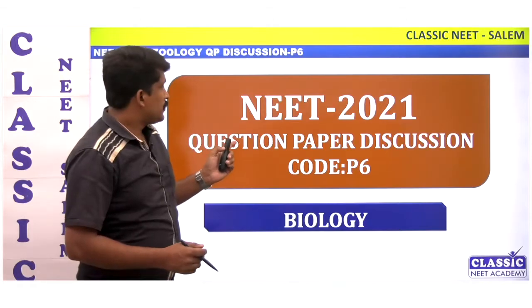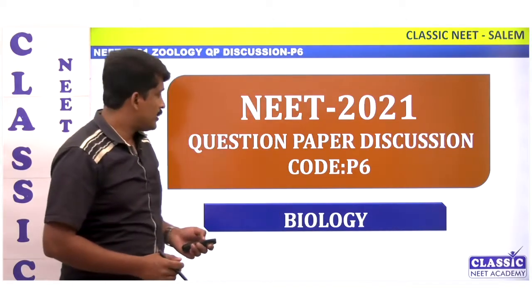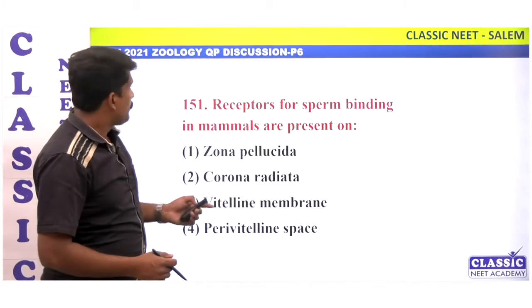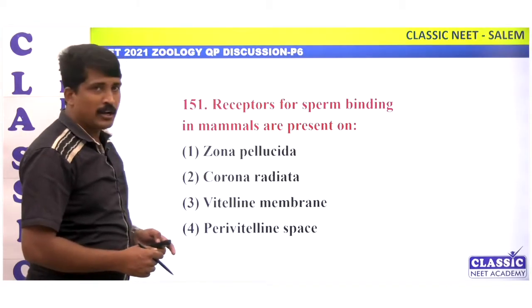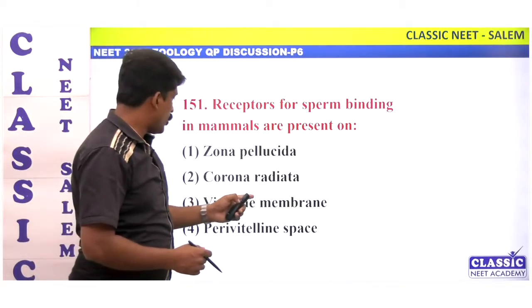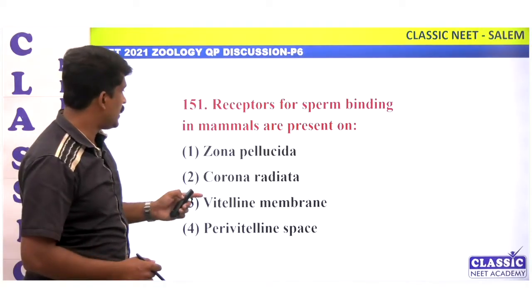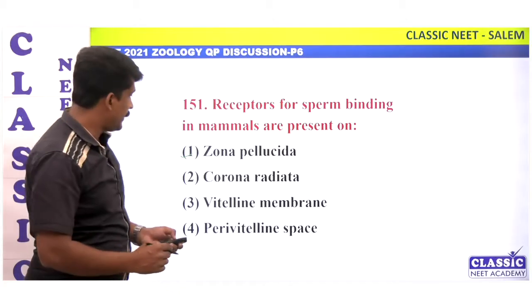We are going to solve the questions asked in NEET 2021 biology, and here are the zoology questions. The first one: receptors for sperm binding in mammals are present on zona pellucida, corona radiata, vitelline membrane, perivitelline space, and the correct answer will be the zona pellucida, which is a glycoprotein layer.